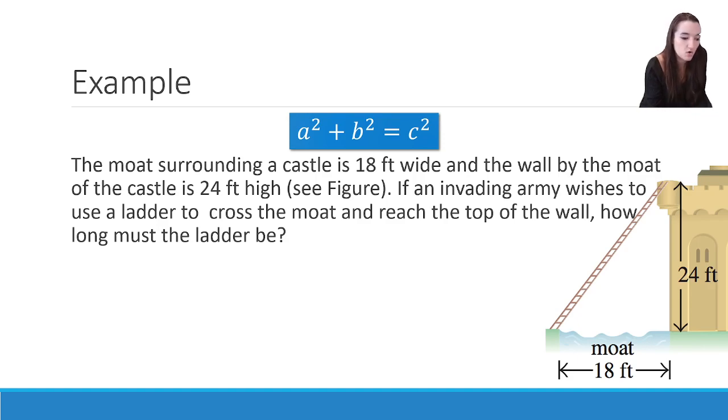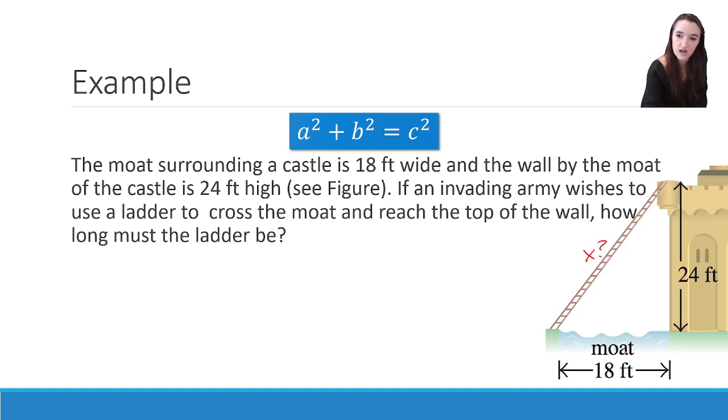So for example, the moat surrounding a castle is 18 feet wide, and the wall by the moat of the castle is 24 feet high, just like in this figure. If an invading army wishes to use a ladder to cross the moat and reach the top of the wall, how long must the ladder be? So in other words, we're trying to figure this out.